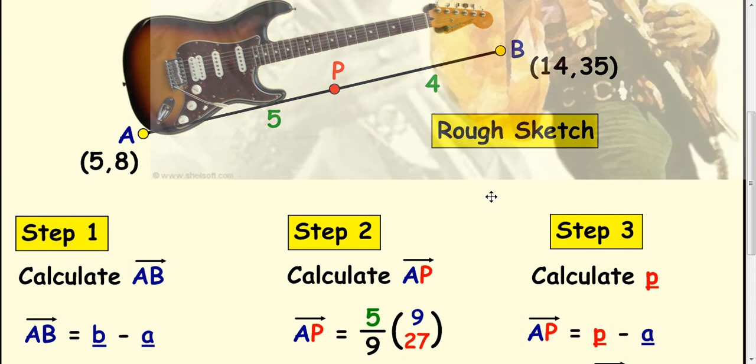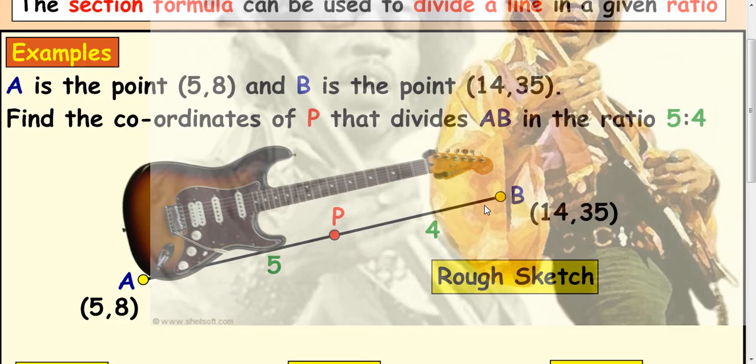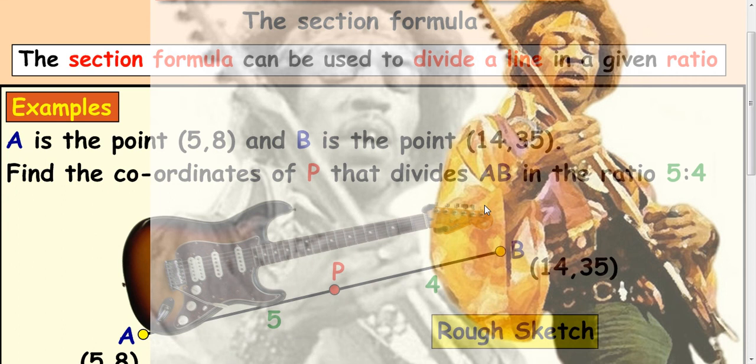And if you like a bit of Jimi Hendrix, I'll leave the start of Voodoo Child to play it.